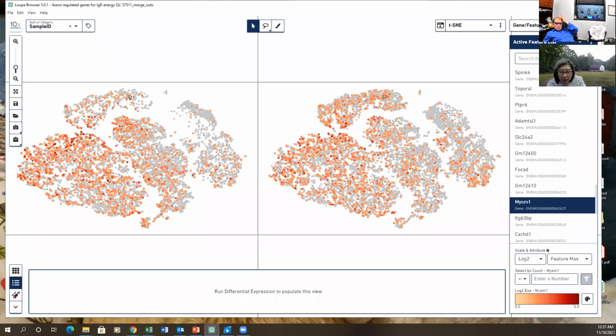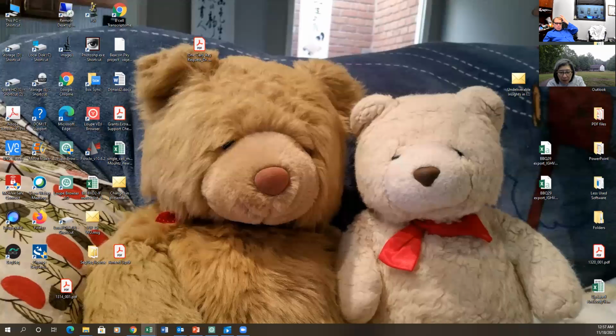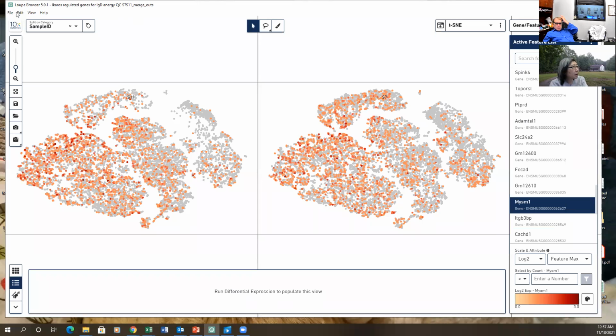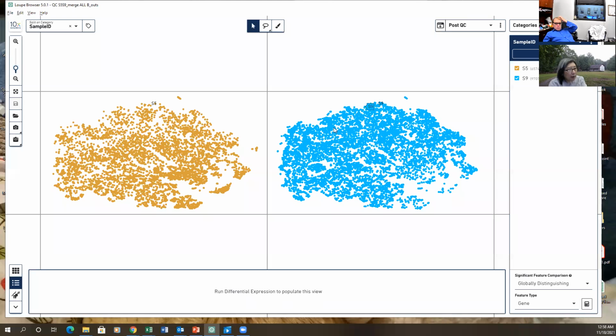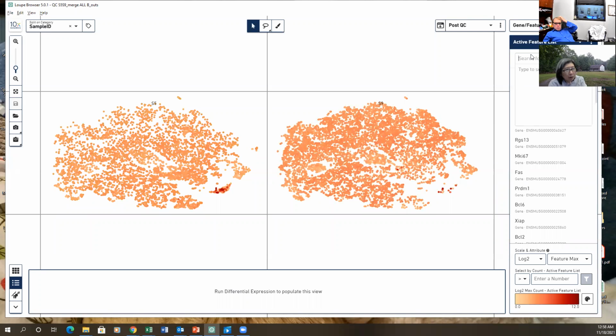Let me confirm. I think I closed it. Let me open it. Open file. Let me open it from another resource. It's wild type. This is knockout. And let's go to the gene. Okay, so that's MYSM1.